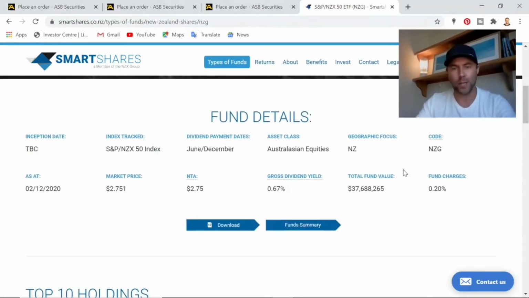So the management fee for this particular ETF is only 0.2%. This is actually quite a new part of Smartshares. Gross dividend yield is not super high, only coming in at 0.67%. Market price is currently $2.75.